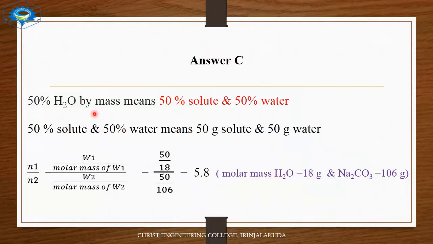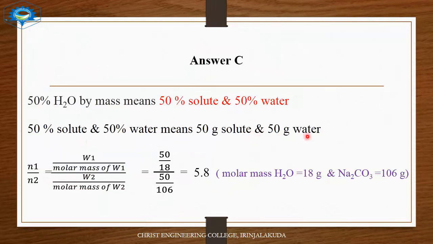So we are going to compare the number of moles of water and solute. Our solute is sodium carbonate, Na2CO3. So N1 by N2: N1 is the number of moles of water divided by the number of moles of solute, sodium carbonate. Number of moles is equal to mass given divided by molar mass, for water and for sodium carbonate.